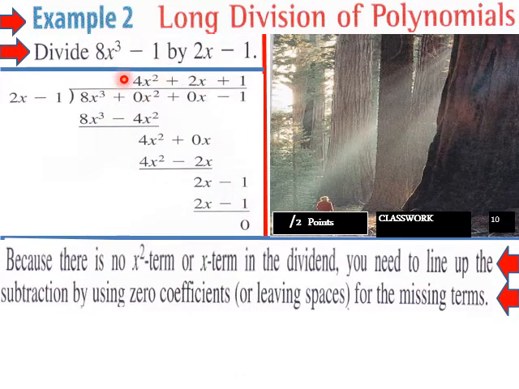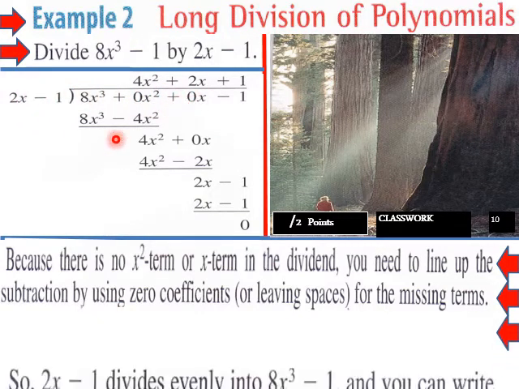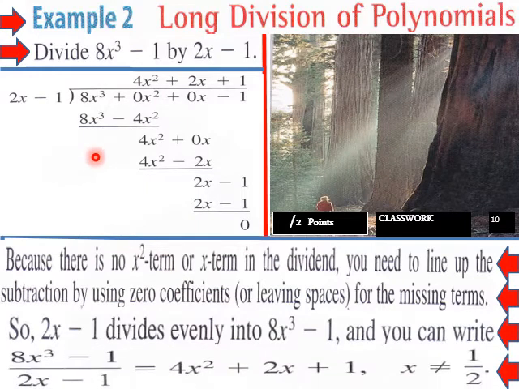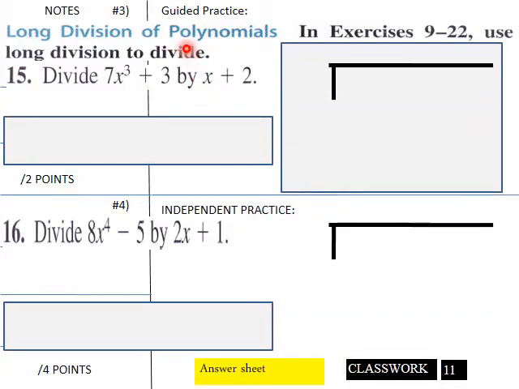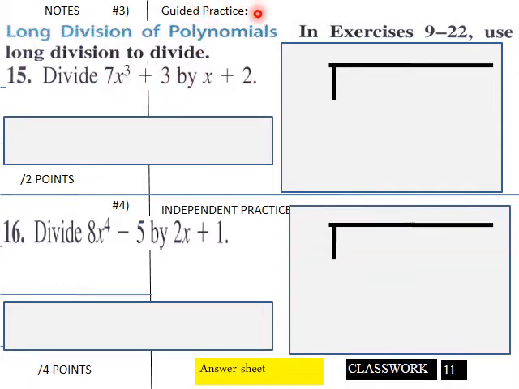So this would be our two factors now of this third degree polynomial. So 8x cubed minus 1 divided by 2x minus 1 equals 4x squared plus 2x plus 1. x cannot equal 1/2. So that would be the way to do that. So let's try this one here. This is our guided students.